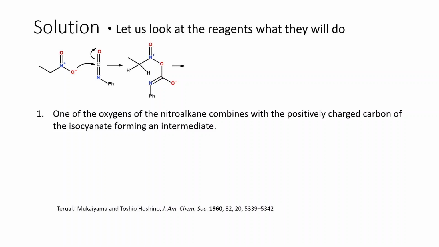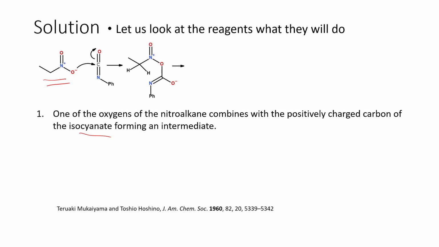The first step is in the presence of a base. The nitroethane, or the nitroalkane, combines with the positively charged carbon of the isocyanate. Phenyl isocyanate is given here, so this forms an intermediate as shown here. This is a very simple reaction. The oxide anion attacks the electrophilic carbon atom with the carbon-oxygen bond polarizing towards the oxygen moiety, so we end up with a negative charge on the oxygen.